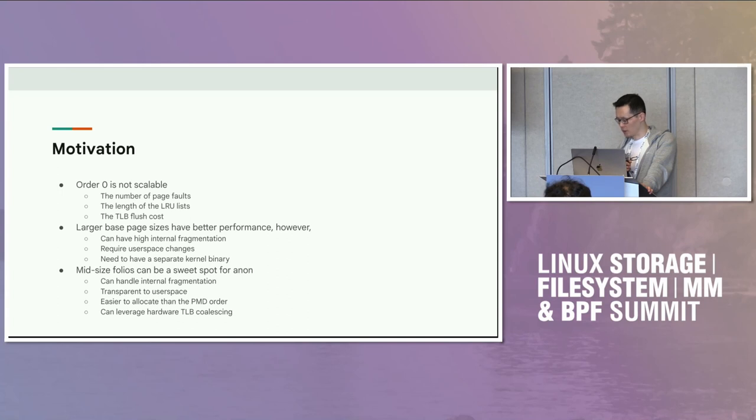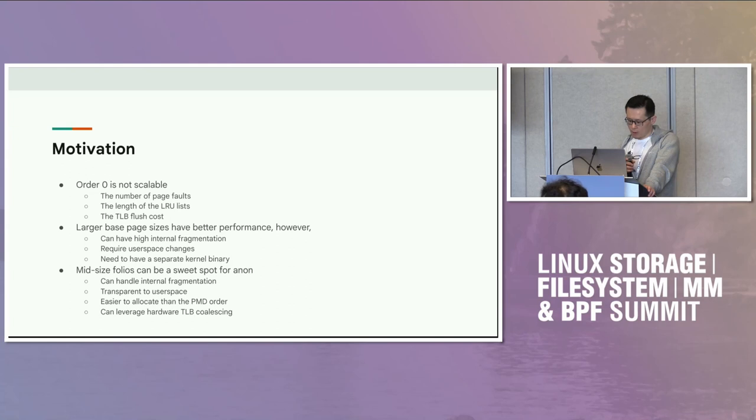The linkers would need to make sure that different code sections are 64K aligned. They don't want to do this with 4K pages because that would waste space. So that means we generally would have to recompile all user space applications. And on the kernel side, we need a separate kernel binary. Larger base pages usually mean a separate distro entirely that includes the user space.